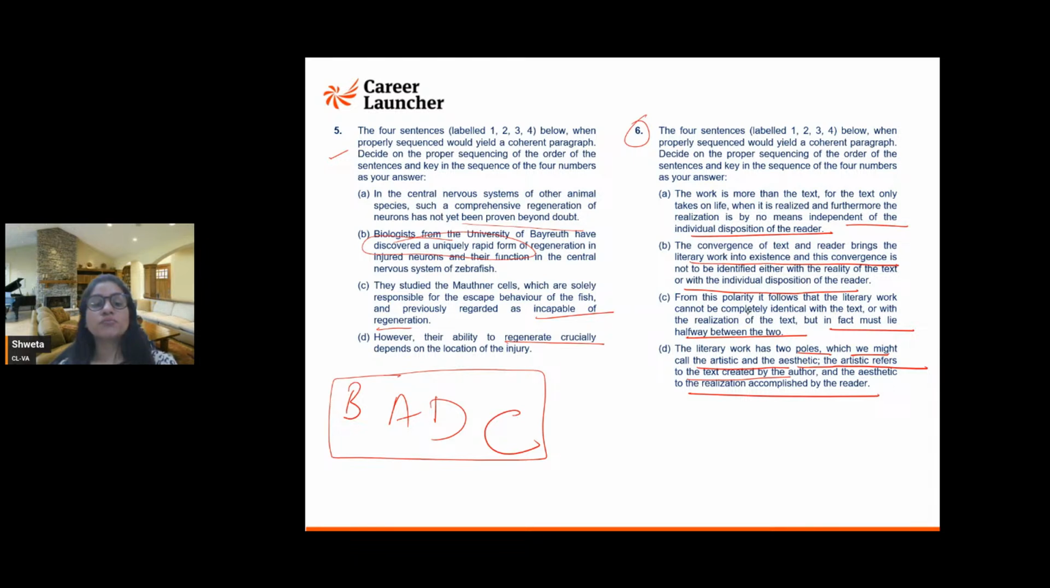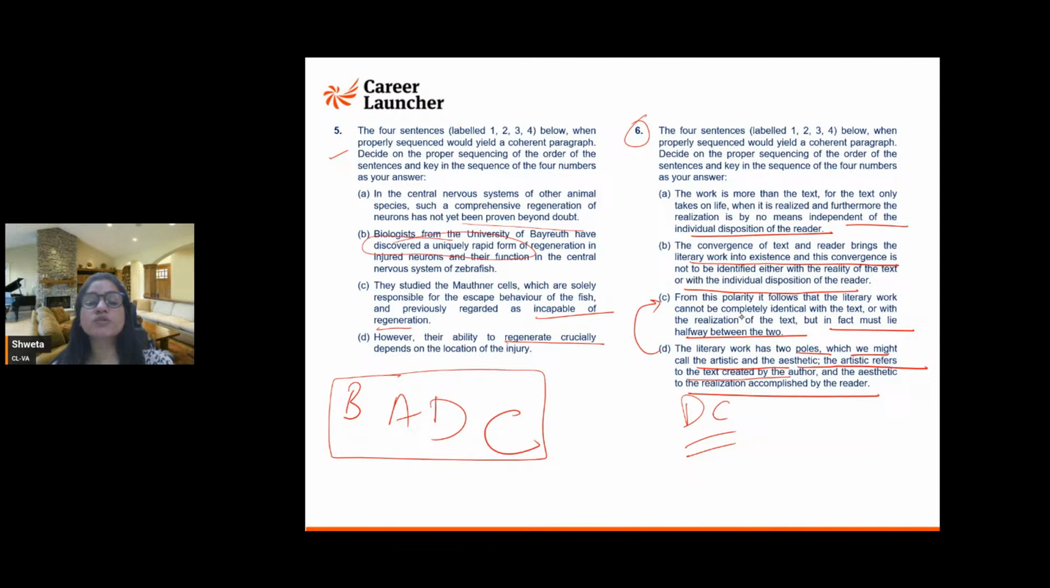Okay, so again, guys, for such questions where you get confused or you do not know, like D could be the opening, C could be the opening, always try to see the most generic. For example, if we start with D, the literary work has two poles which we might call artistic and aesthetic. Artistic refers to this, aesthetic refers to this. The work is more than the text. Convergence of the text, right? We're talking about poles here and then we're talking about this. So DC should be a mandatory pair.